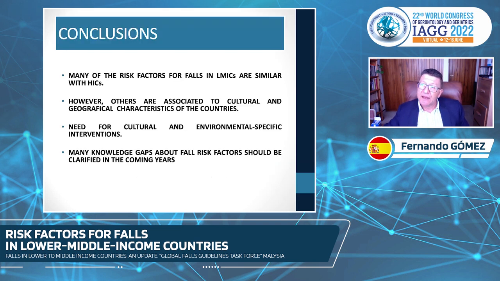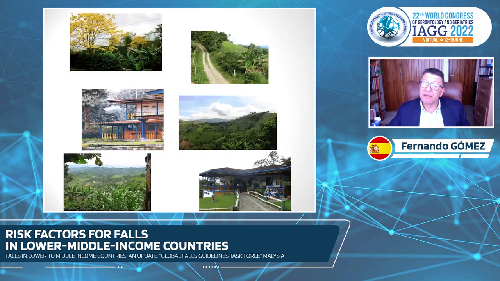As conclusion, first, many of the risk factors for fall in developing countries are similar with high-income countries. Second, however, others are associated to cultural and geographical characteristics of the countries. We need more cultural and environmental specific interventions. And finally, many knowledge gaps about fall risk factors should be clarified in the coming years.